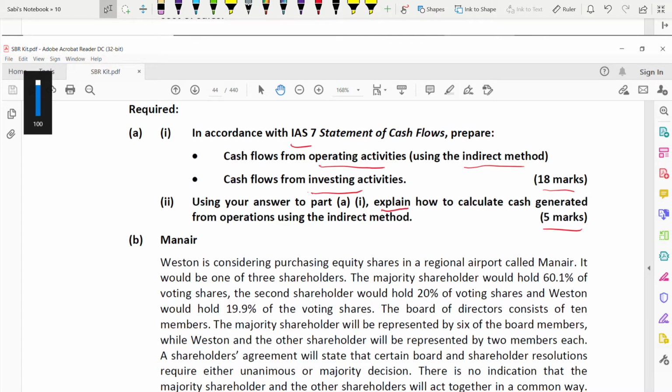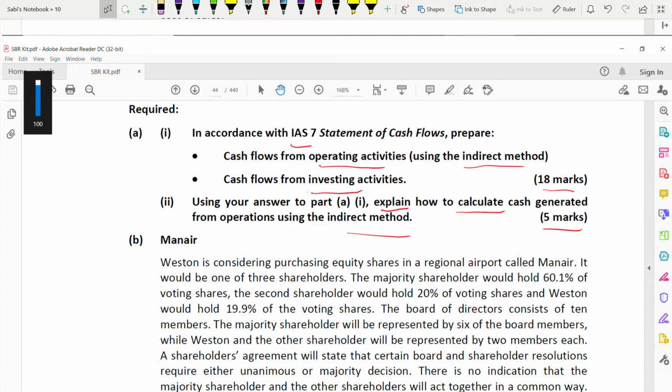See, most of the candidates are good at writing numbers, but they are not so good at explaining. That's why we have to go through these things. In my video, I always go through both the numbers and the theory, not just numbers. So explain how to calculate cash generated from operations with the indirect method. That means whatever you have done in part A, basically you're explaining in sentences in part B.